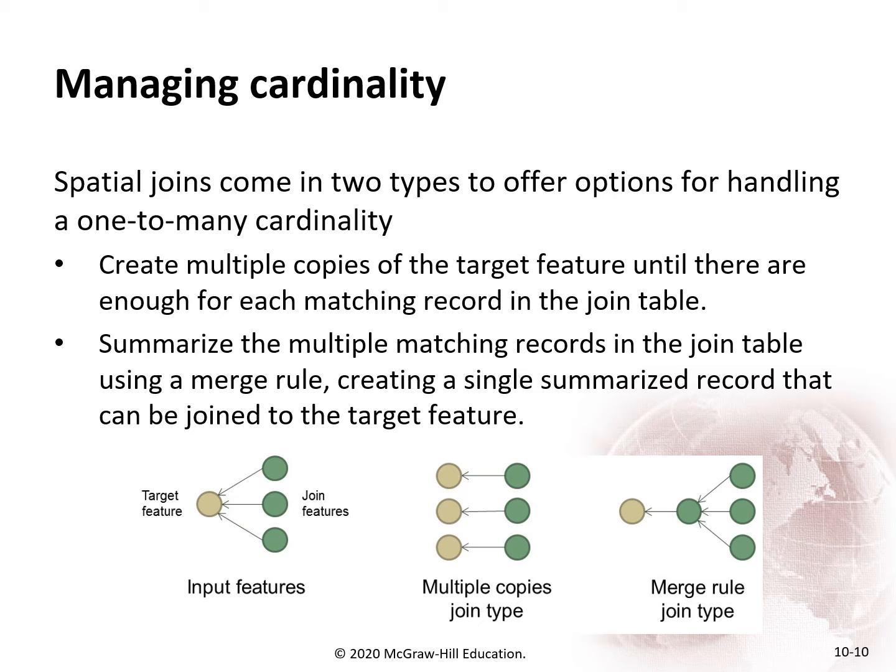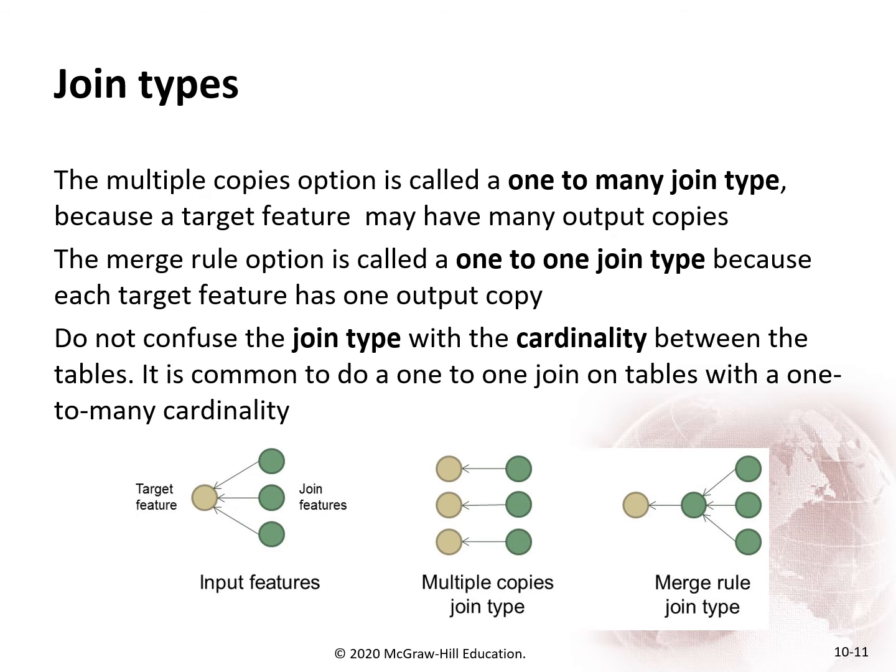How do we manage cardinality? Spatial joins come in 2 types. When it comes to handling these one-to-many cardinalities, you can create multiple copies of the target feature until there are enough for each matching record in the join table, or you can summarize it. Multiple copies is not typically that useful. Joined works, but there are some issues. Multiple copies is also called one-to-many. I guess I said earlier that it's not the best option.